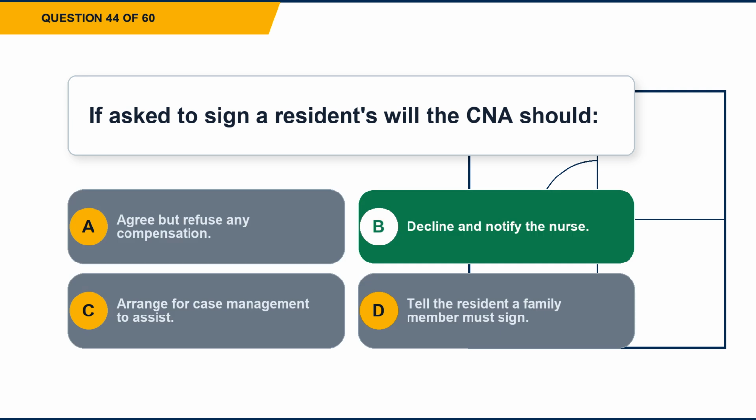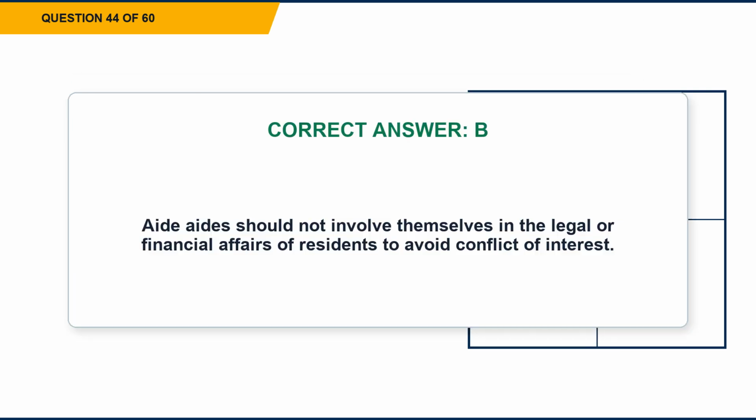The correct answer is option B. Decline and notify the nurse. Explanation. Aides should not involve themselves in the legal or financial affairs of residents to avoid conflict of interest.